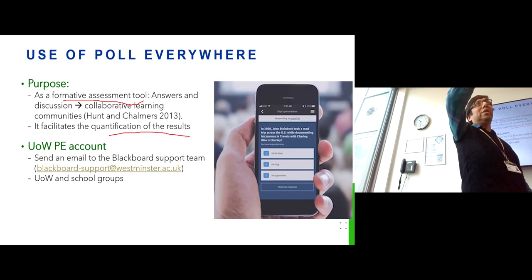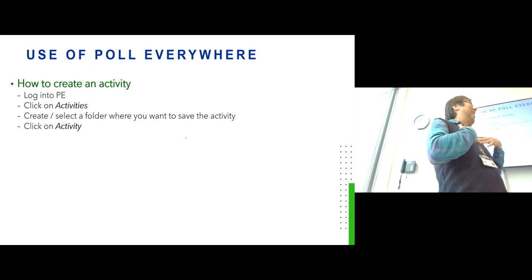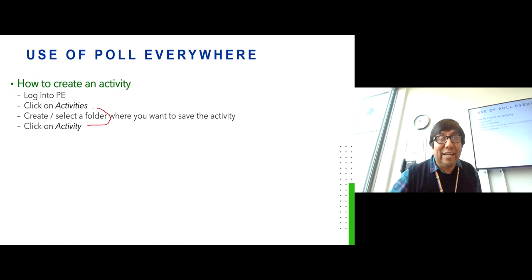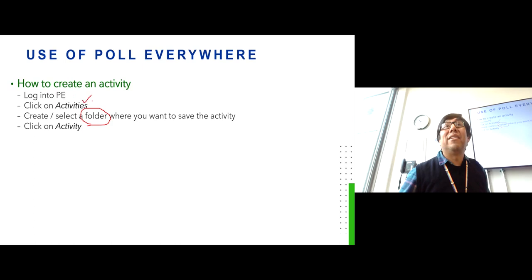How to create? You go to Poly Everywhere. You click on activities. Here's my way to organize it. I love to have folders. The folders that I create are based on each module. I have different modules, so I have different folders per module. And the activities basically means the polls in Poly Everywhere, okay? So each activity is in one folder per module.